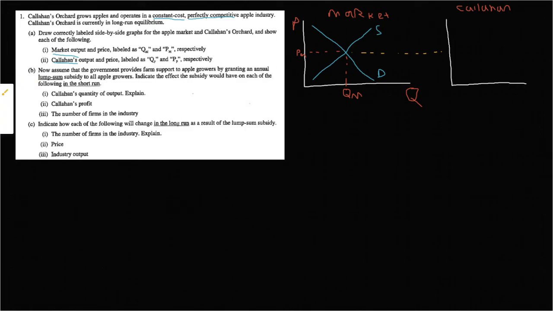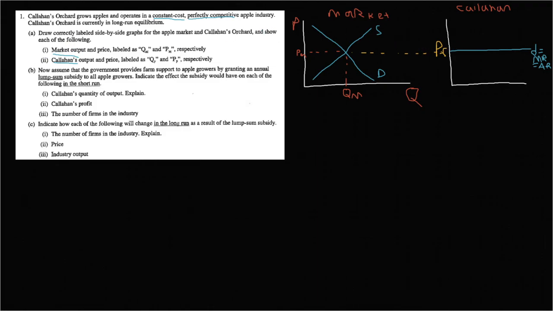So this is going to be our price, and what did they say, label it PF. So now we could just draw a singular line, and this is our demand curve for the firm, which is also our marginal revenue, and also our average revenue, because in a perfectly competitive market, the demand is equal to the marginal revenue, which is equal to the average revenue.